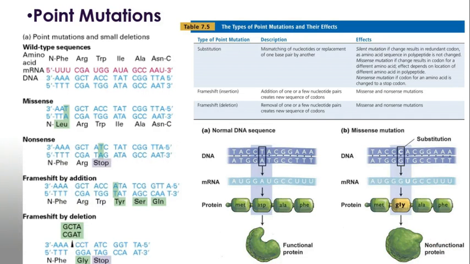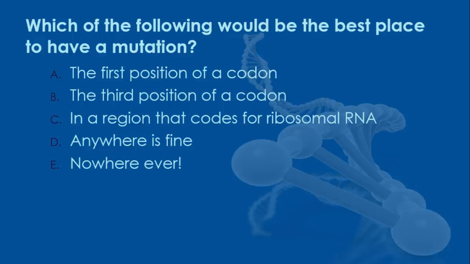Okay, so here's your first question, and it is, which of the following would be the best place to have a mutation if you have to have one? The first position of a codon, the third position of a codon, in a region that codes for ribosomal RNA, anywhere's fine, or nowhere ever. Okay, remember going back to that idea of the wobble position, the one that's going to make the least amount of difference is to have a mutation in that third position of the codon.